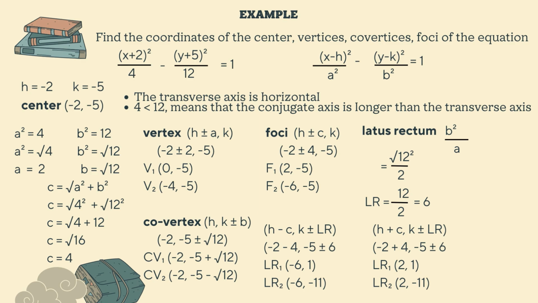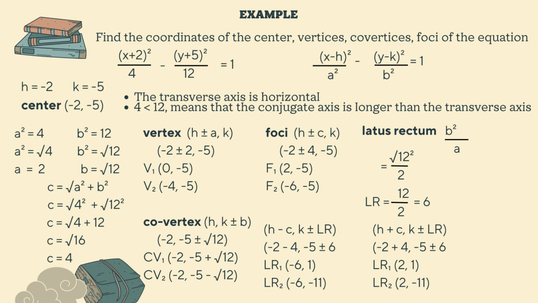For c, we will use the formula: the square root of a squared plus b squared. For a squared, we have 4, and for b squared, we have 12. So the square root of 4 plus 12. So the square root of 16 is 4. So for our c, we have 4.